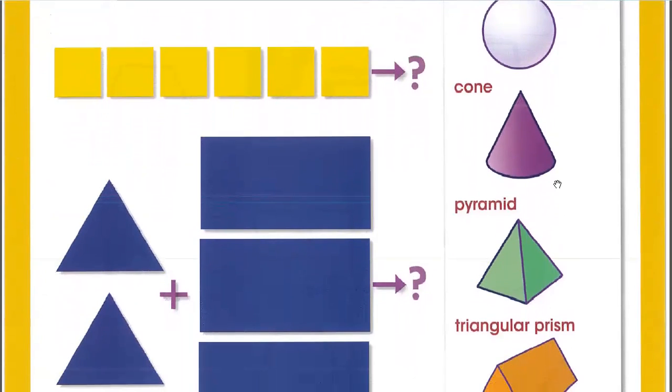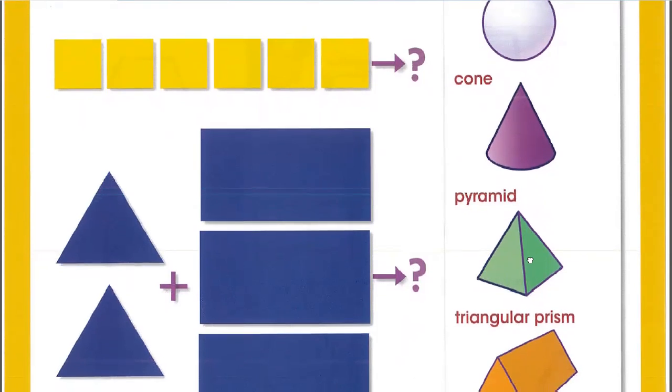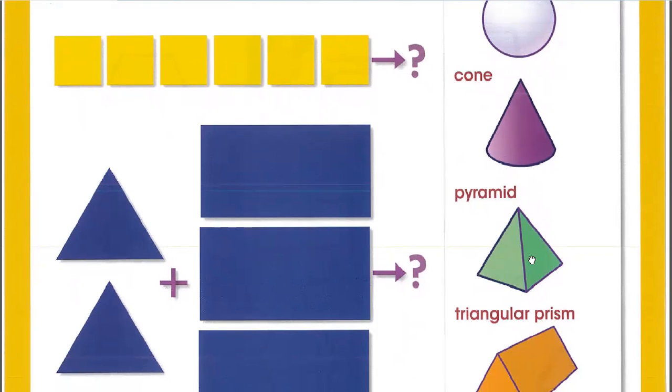Okay, the next shape is pyramid. In Egypt, there are many pyramids. So they are called pyramid. It is taken from Egypt. This is pyramid. Say again, pyramid.